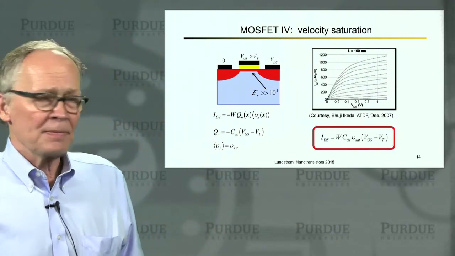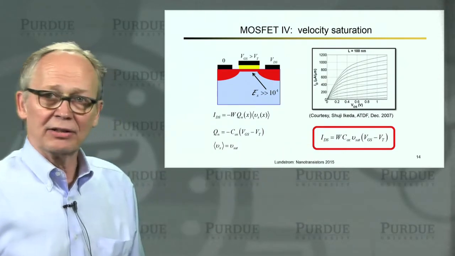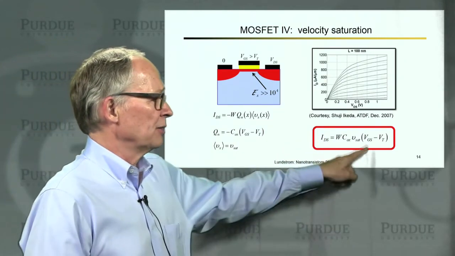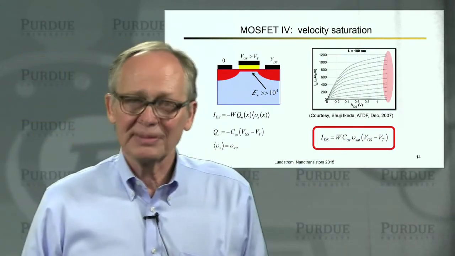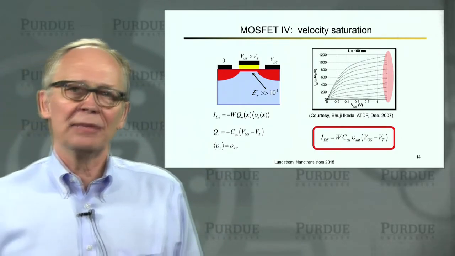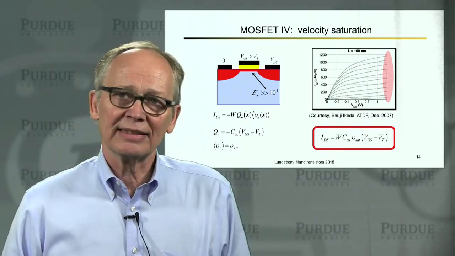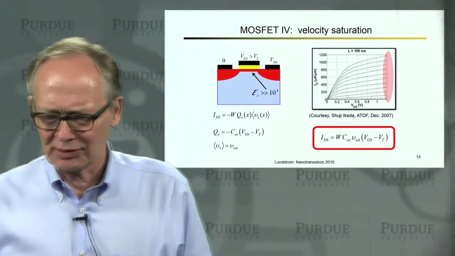Plug it all together and we get this very simple expression that describes the IV characteristics for a velocity saturated MOSFET. And now it goes as VG minus VT to the first power. This is a linear device. All right, so it's even easier to describe these velocity saturated devices than it is the longer channel devices where we have to worry about pinch off and what all that means.